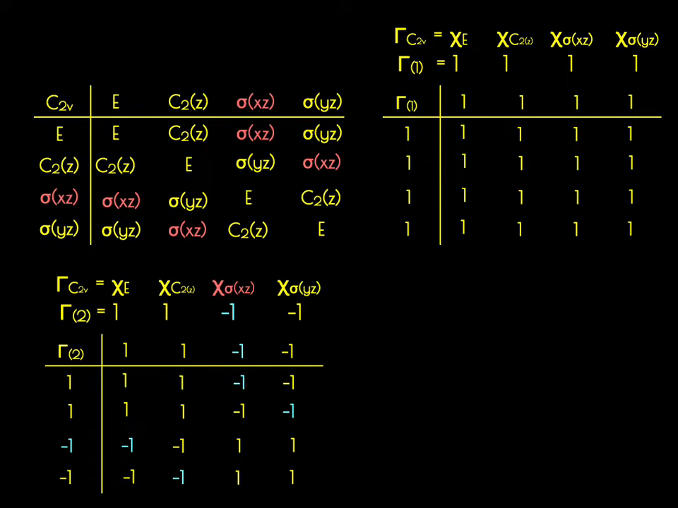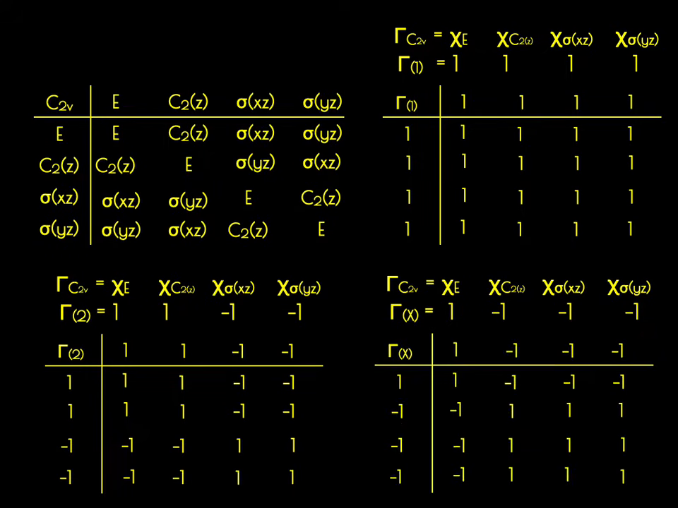A representation that does not satisfy the group multiplication table would be this one, where the character for E is 1 and all the other characters are -1. We can go through and generate a multiplication table using these characters, and we have this. In this table, there are places where, for example, the character for the C2 along the z-axis corresponds, but there's also places where it doesn't, highlighted in red.